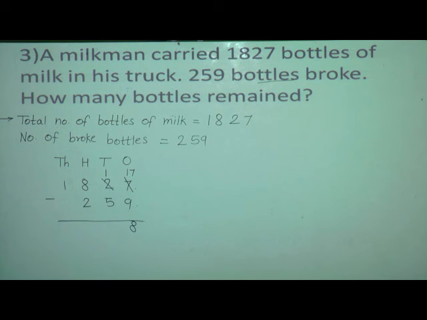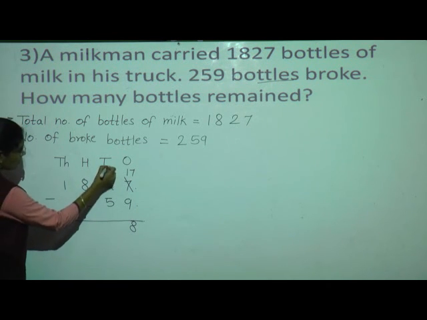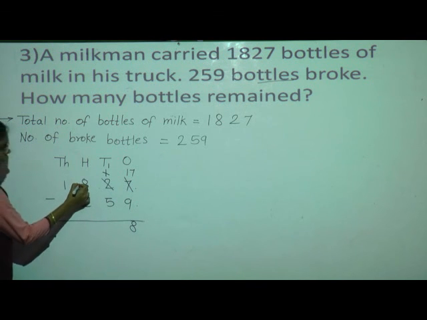Okay. Then see the tens place. Here 1 is there, here 5 is there. 1 minus 5. Can we do 1 minus 5? No, we can't do 1 minus 5. Then what will we do? Just cut this one and write as it is and then go to the neighbor.